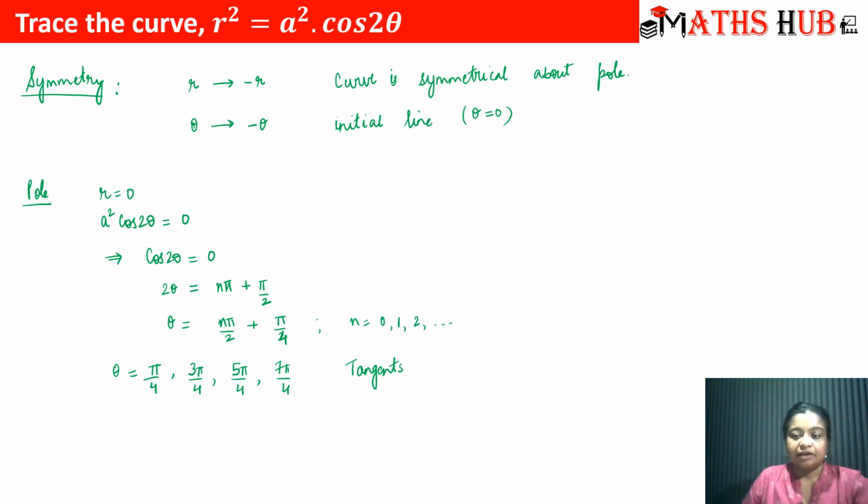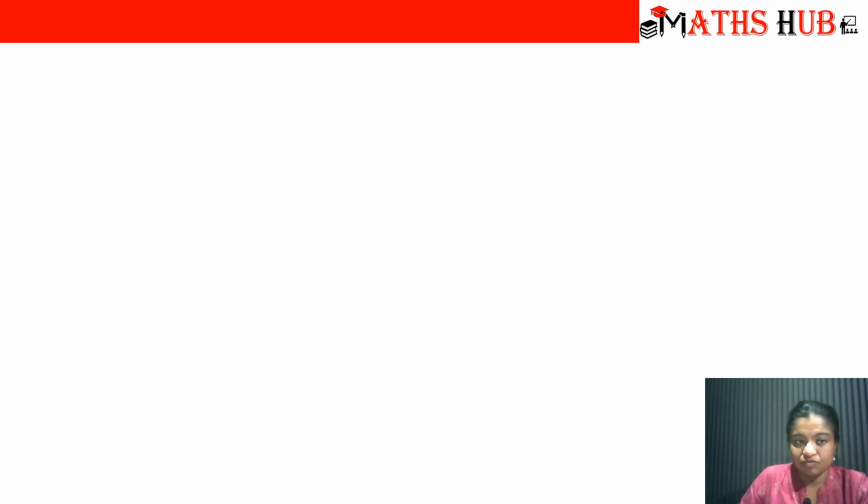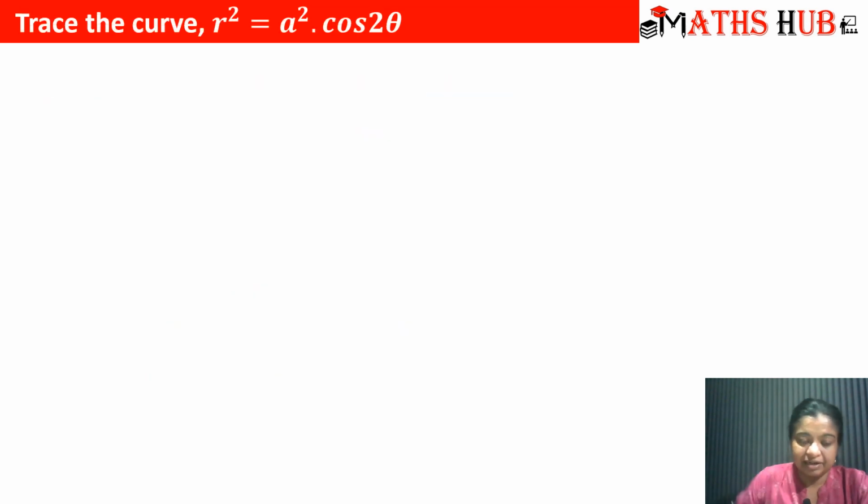Okay. So now after getting symmetry and pole, let us move on to the next, that is whether it has an asymptote. For asymptote, I told you that you have to calculate 1 by r first. It's a square, so if I check r, it will become a under root cos 2 theta. So it will become complex. So there is no asymptote in this curve. And then let us try to check which regions we get.